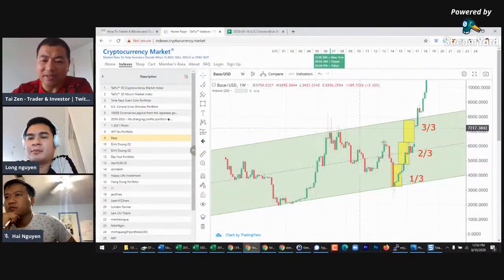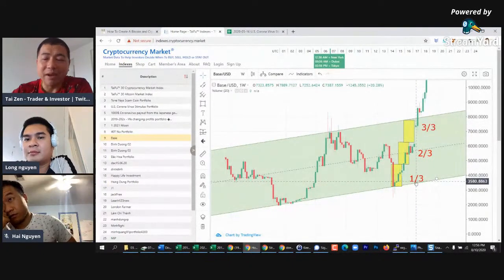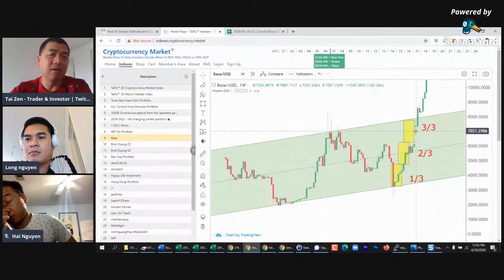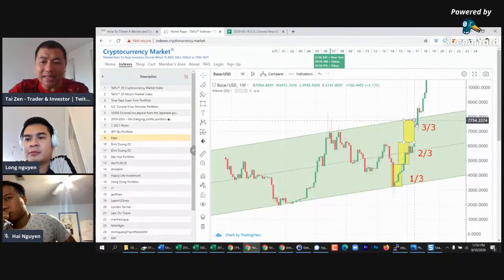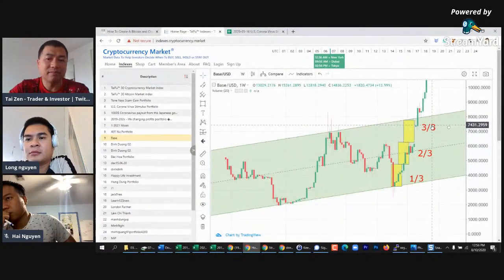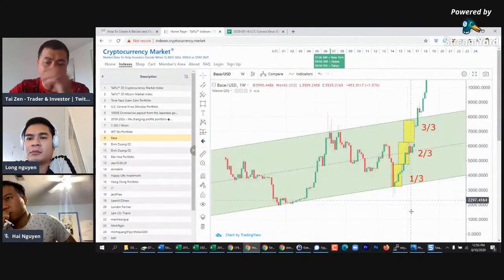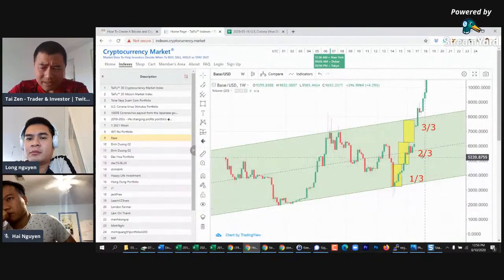Now, ideally, when the price is crashing and I need to buy, I want to buy in the 1/3 area. And when it's going up, if I need to sell, right now I'm not selling anything, but if I need to sell, I would sell in the 3/3 area. I would not sell in the bottom 1/3 area. Just remember that.